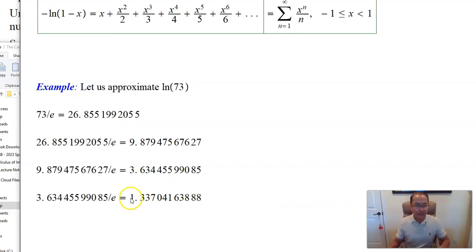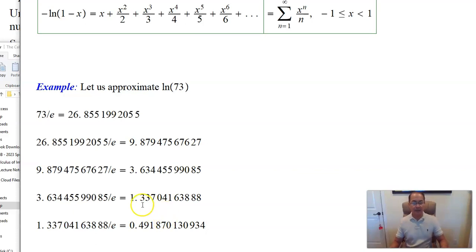Let's just compare. What happens if we do it one more time? Are we going to go below 0.5? Let's see, just under 0.5. Okay, so let's keep it at 1.337. Okay, so this says that 73 divided by e to the power 1, 2, 3, 4 gives us 1.337. Okay, so let's do this.